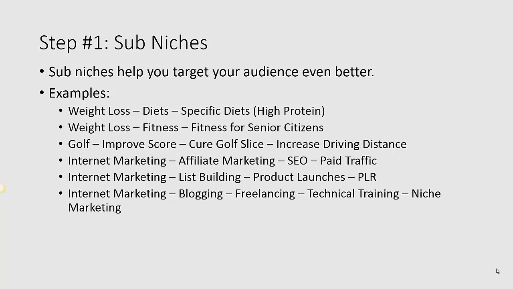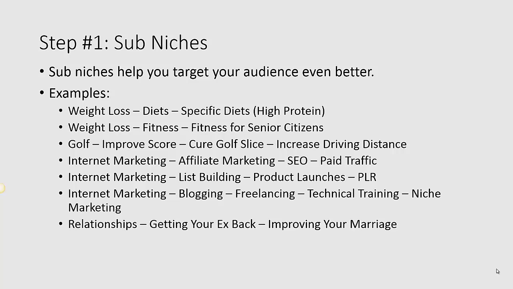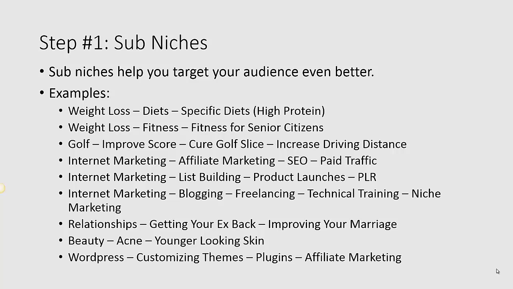The internet marketing spectrum covers blogging, freelancing, technical training, and niche marketing. So under internet marketing, if that's what you choose, you need to select: am I going to talk all about affiliate marketing? Am I going to talk all about list building? Am I going to talk about blogging, freelancing, those types of things? Inside relationships, you've got everything from getting your ex back to improving your marriage, for example. In the beauty niche market, you've got acne, and on top of that, inside beauty, you've got people that want anti-aging properties or younger looking skin. They want to look younger.